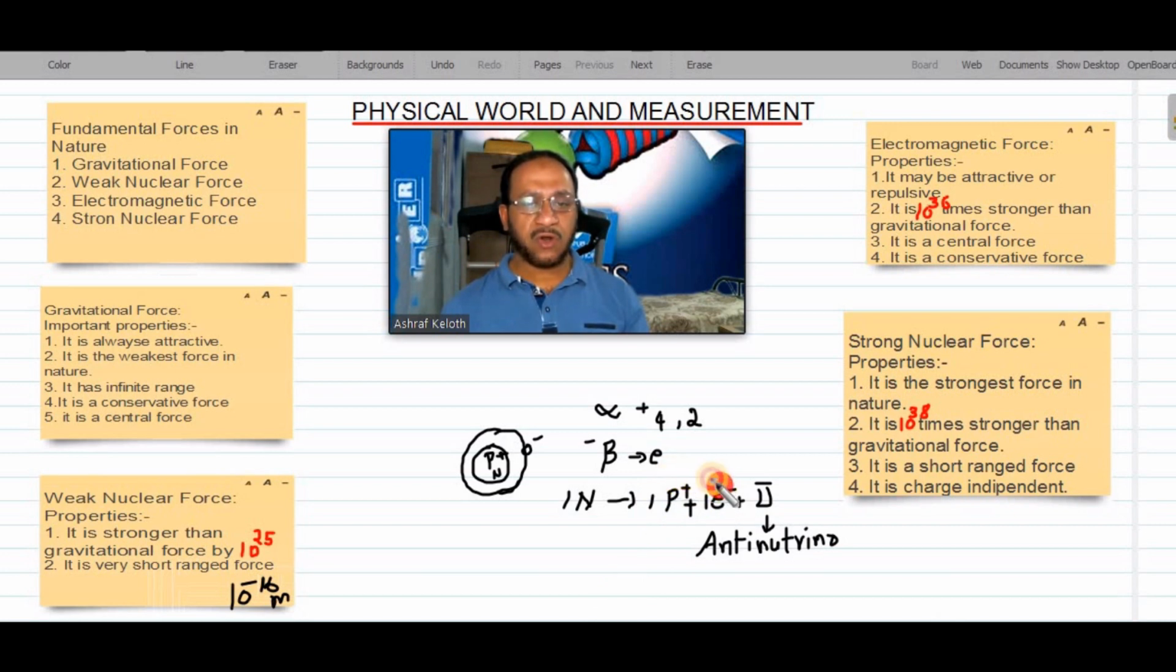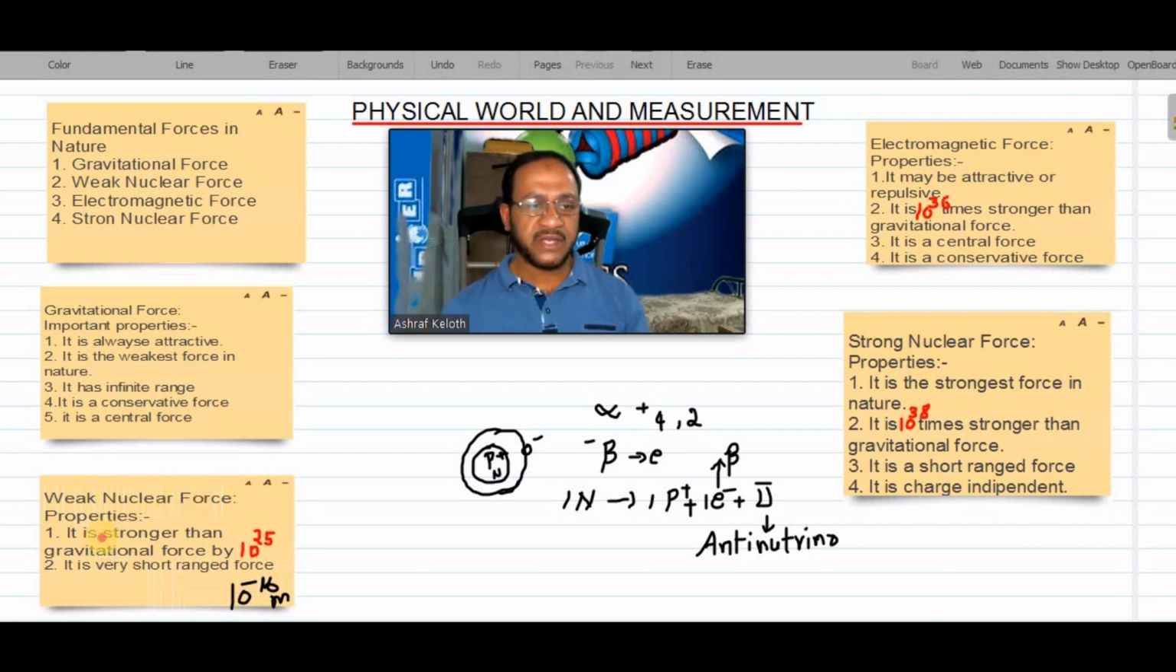This electron formed during the splitting of the neutron is nothing but a beta particle. During beta emission, there is a force of attraction between this beta particle and this antineutrino. That force is called what? The weak nuclear force.